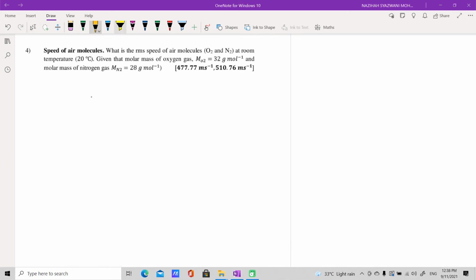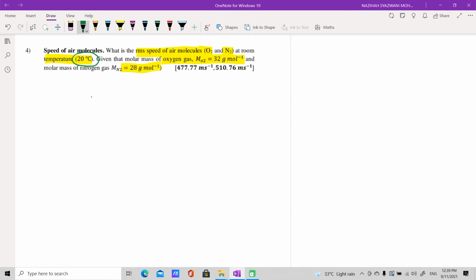For question number 4, speed of air molecules. What is the RMS speed of air molecules, O2 and N2, at room temperature of 20 degrees Celsius? I am pretty sure that is not in Malaysia. Given that molar mass of oxygen gas is 32 gram per mole and the molar mass of nitrogen gas is 28 gram per mole. Maybe this is the air-conditioned room temperature. I'm pretty sure that is not our lab.